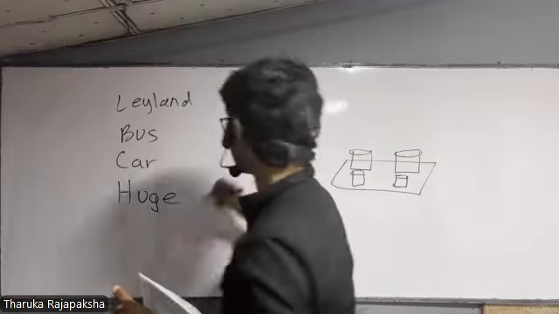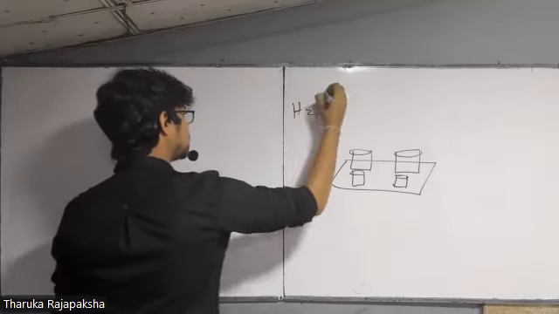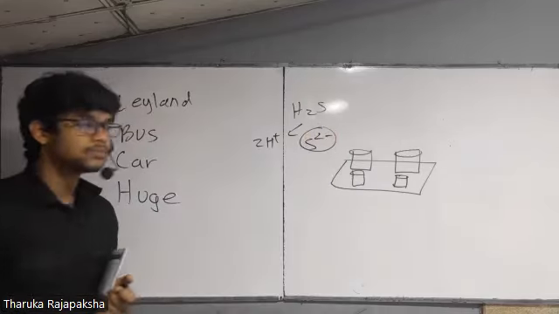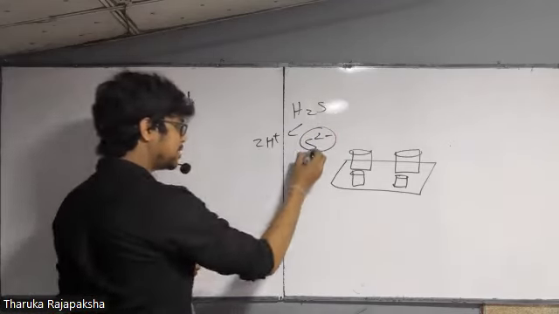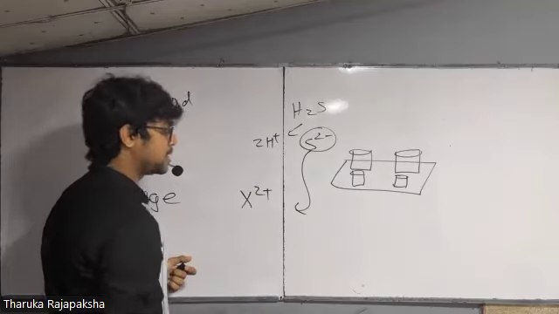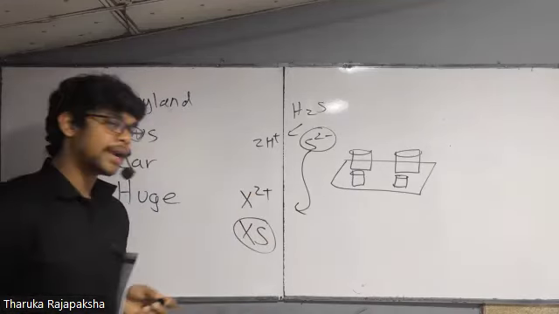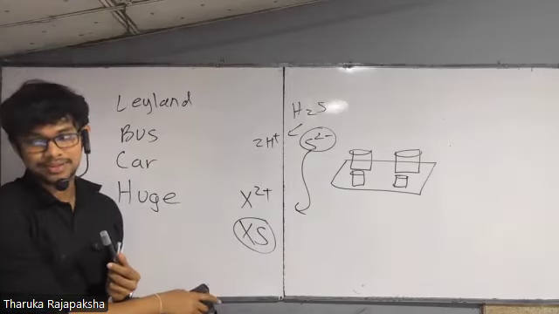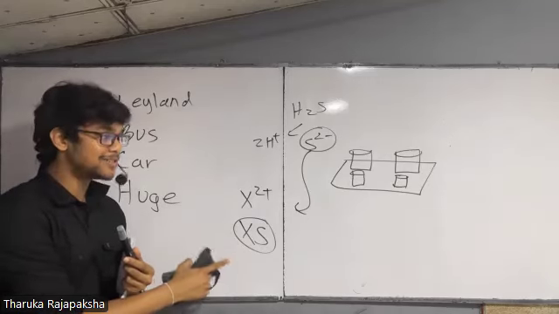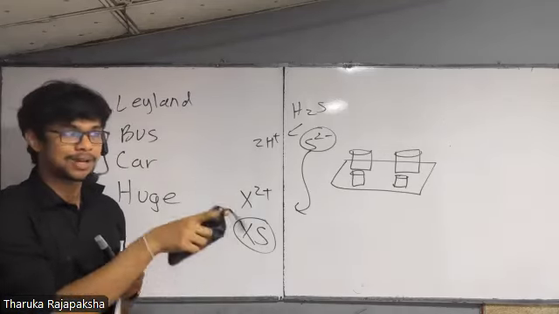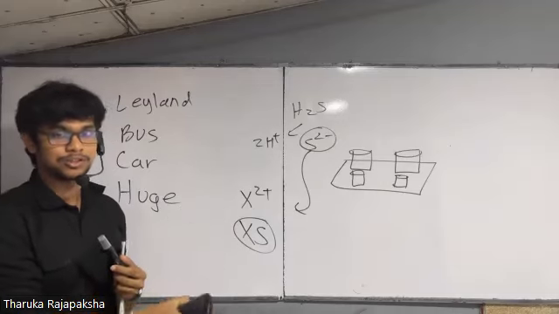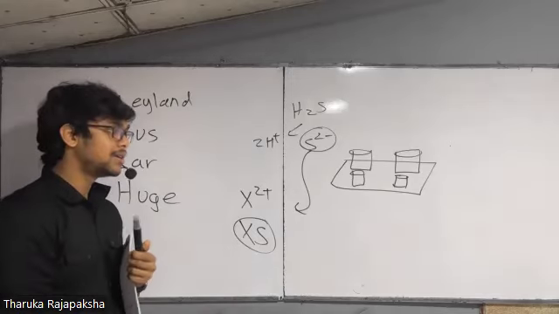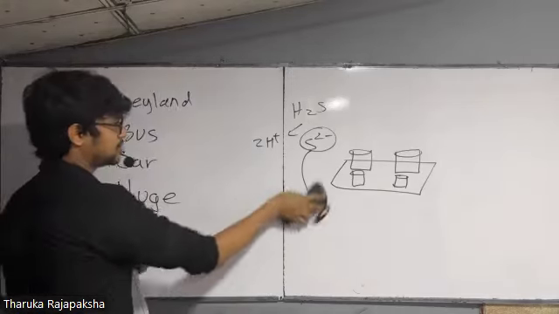H2S contains 2H+ and S2-. So S2- will join with a certain cation, let's say X2+, to form XS. So this is a cation. There are 9 cations to study here. That's the worst part. 9 cations to study in this group. Like this, only 9 we have to study. That is why this story is important.